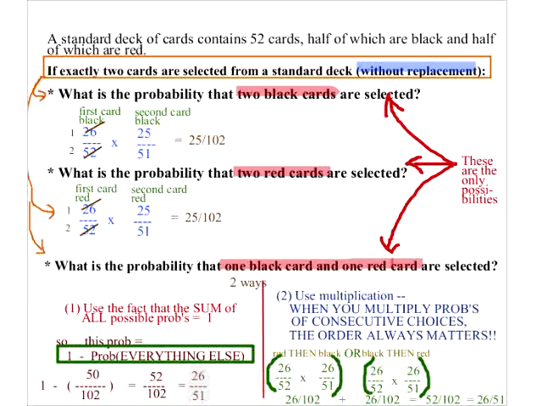So the important takeaway that you want to get out of this is that when you use multiplication on probabilities, you have to take into account the different orders in which stuff can happen. So there you go.